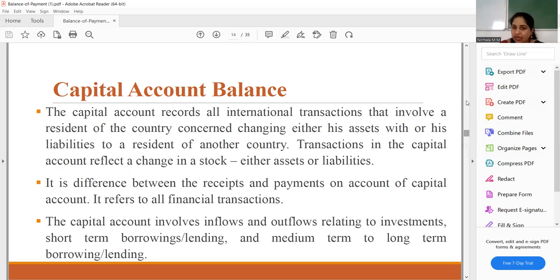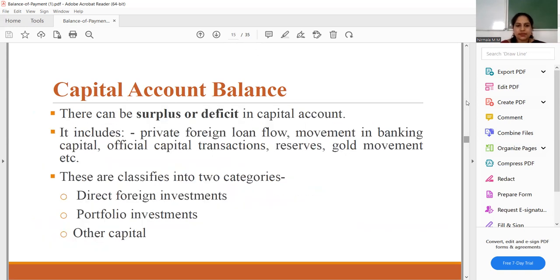Capital account records all the international transactions that involve a resident of the country concerned changing either his assets or his liabilities to the resident of another country. Transactions in the capital account reflect the change in the stock, either in assets or the liability. It is the difference between the receipts and payments on the capital account. It refers to all financial transactions.